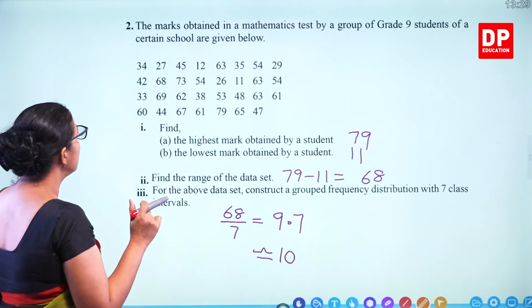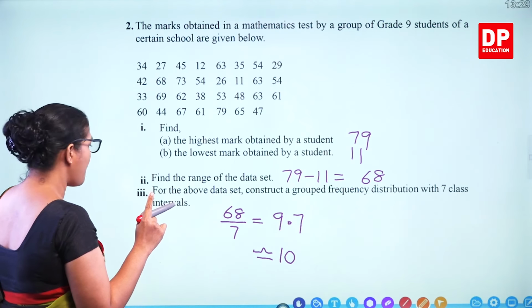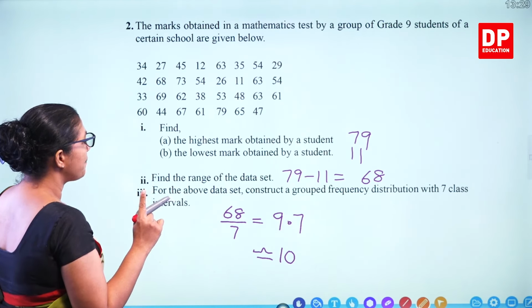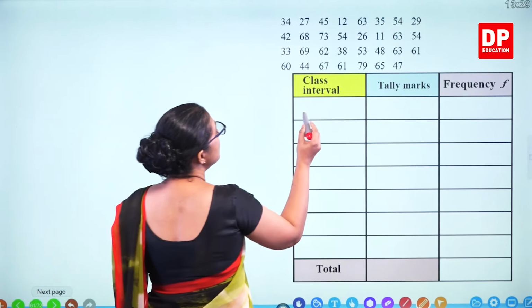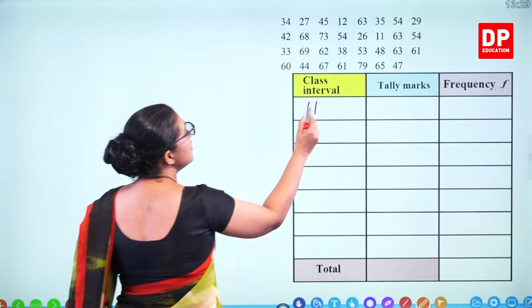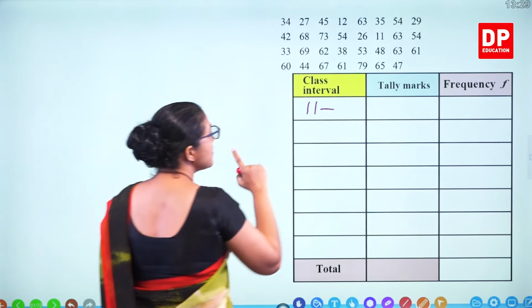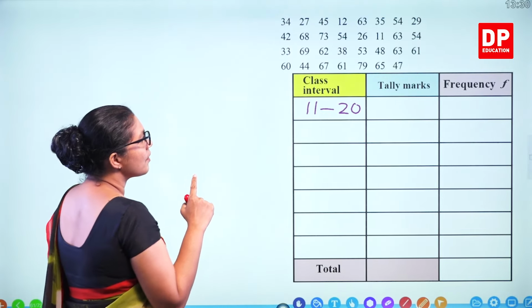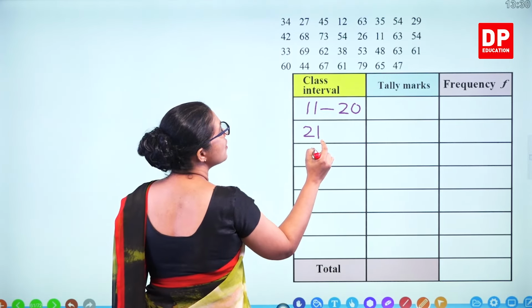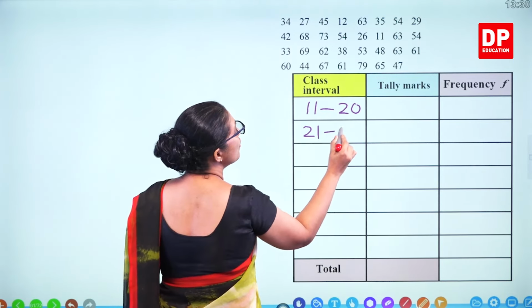So we'll check. The lowest is 11 and highest is 79. So we can take starting value 11 and size is 10, which means you can take 20. So then next one, 21 to 30, 31 to 40, 41 to 50, 51 to 60, 61 to 70, 71 to 80.